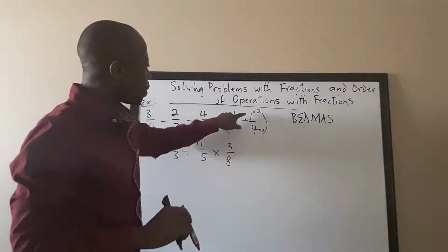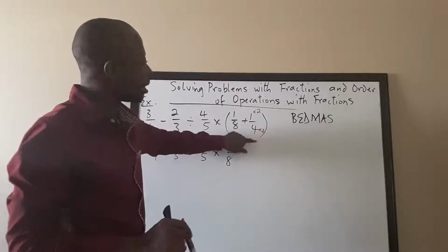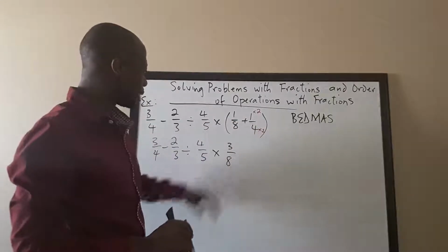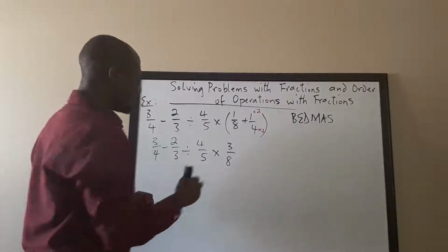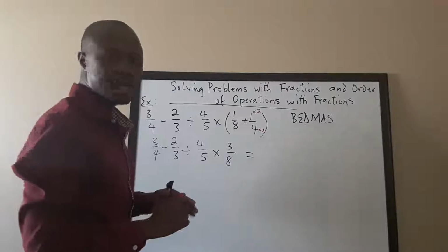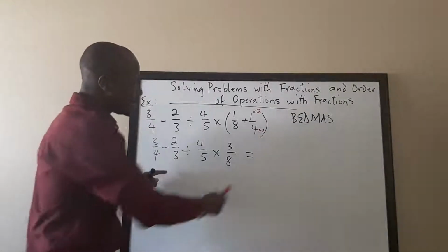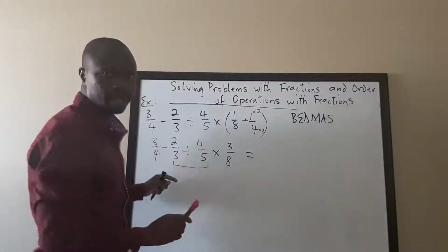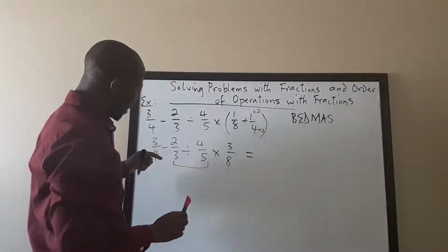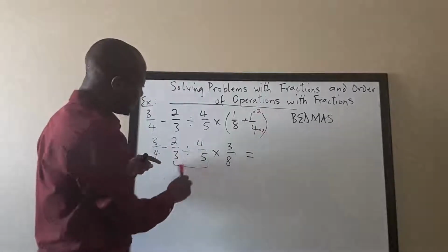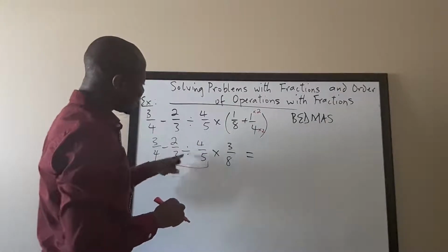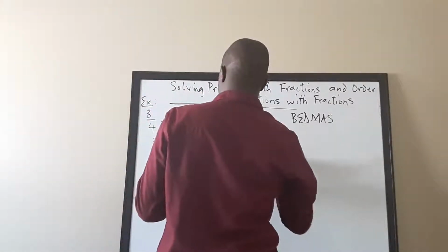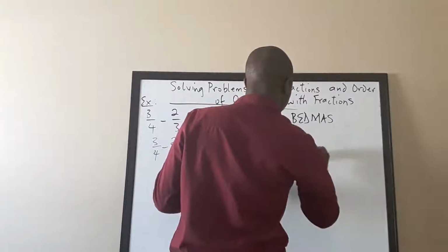So again, 1 times 2 is 2. 4 times 2 is 8. I have common denominators, so 1 plus 2 is 3 over 8, like this. So the next thing we want to do here is this. The next item is division that we have here. So we're going to do this division here. So in order for us to do this division, I'm going to do 2 over 3 times 5 over 4.